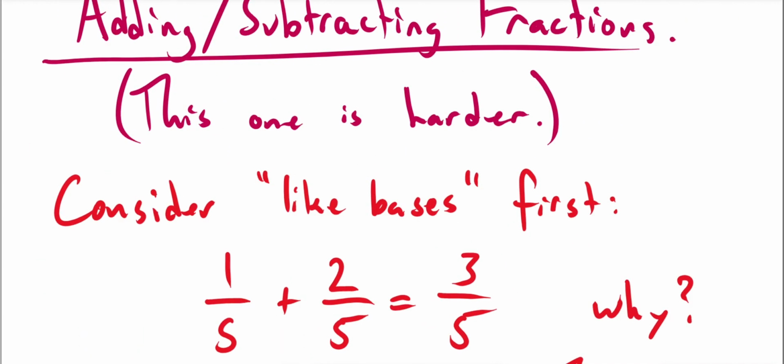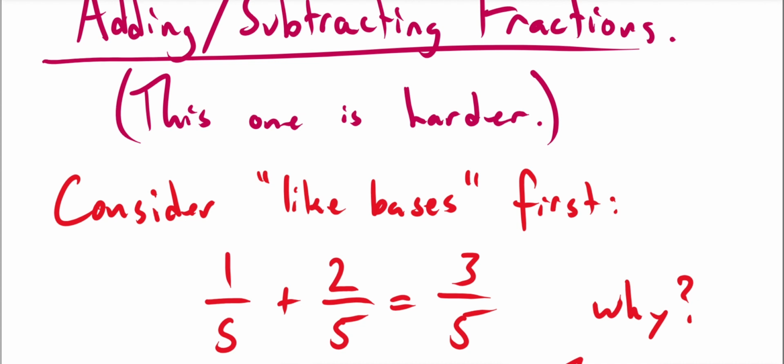Let's consider the like bases case first, the case where we have the same denominator. 1/5 plus 2/5 is 3/5, right? If I have like bases, I just add the numerators. Why? I mean, you could hear it linguistically. If I have one of these things called fifths plus two of these things called fifths, I get three of these things called fifths. No duh. But come on now, in this form, is it so clear that that's what we have?